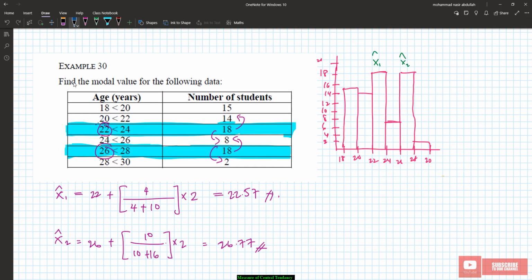Let's say we have two modes. For the first, to find the first mode, you take this point here and this point here, and connect these two points. Then take this point and this point, and connect these two points. The intersection of the points is your mode number 1. Same goes to this one. You use a ruler. That's why you need to measure the scale in the graph paper correctly. So this is mode number 2.